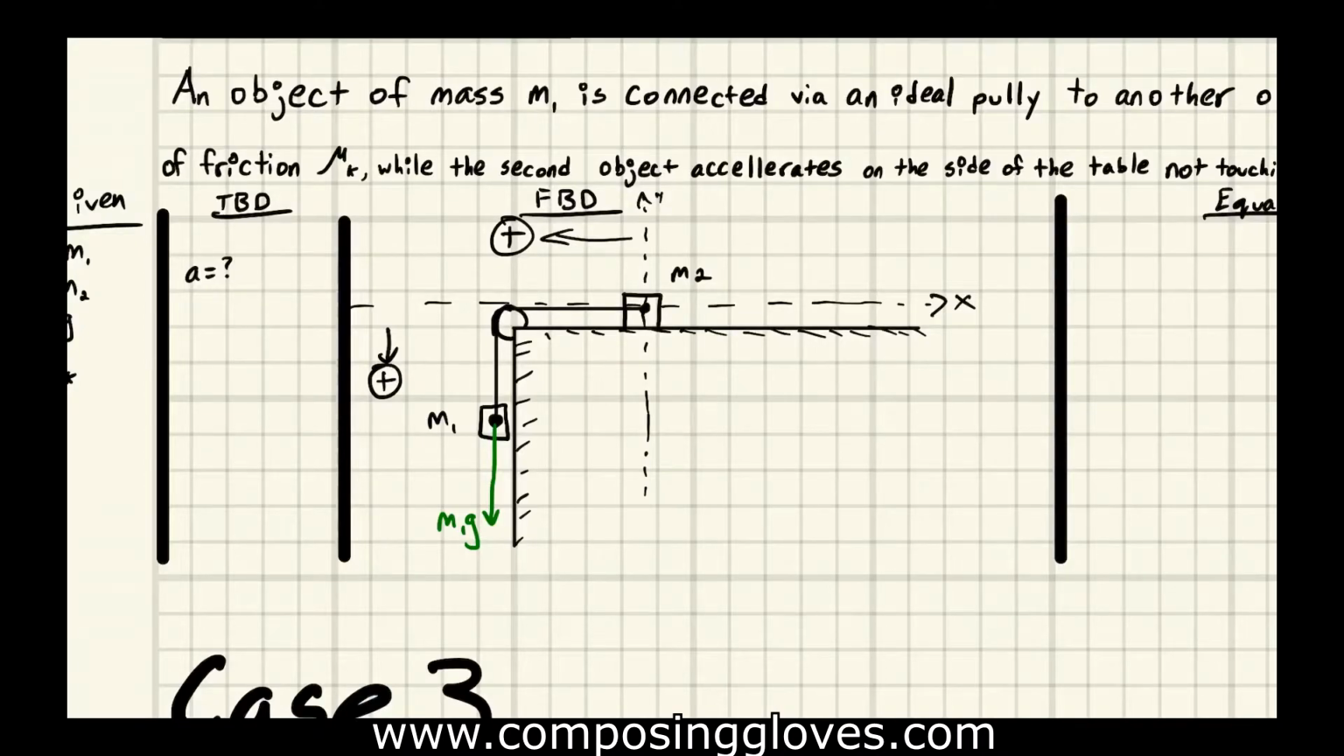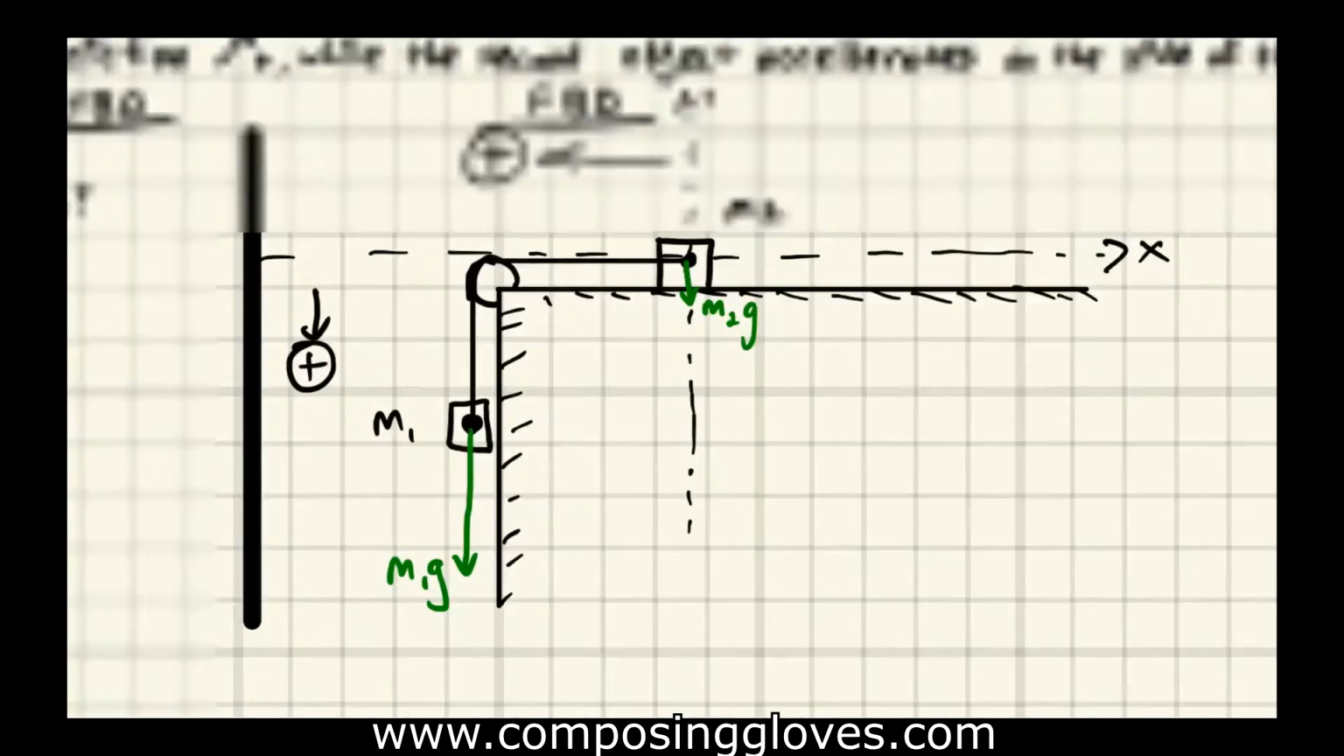This gravity, I'm going to make much shorter. This is M2G. And that's because this object is being pulled that way. There's no reason for me to have an outrageously big vector here. If I were given numbers, I'd reflect the numbers, but here I'm allowed to just generalize. So I'm just going to say this object doesn't have that much gravity on it. So, okay, we've got our gravity taken care of.